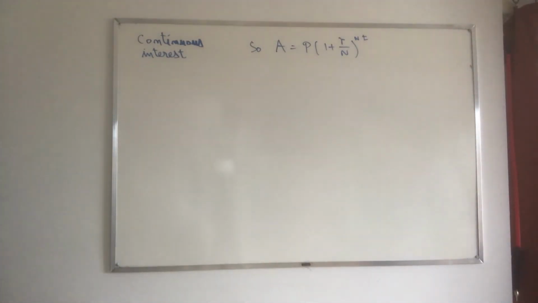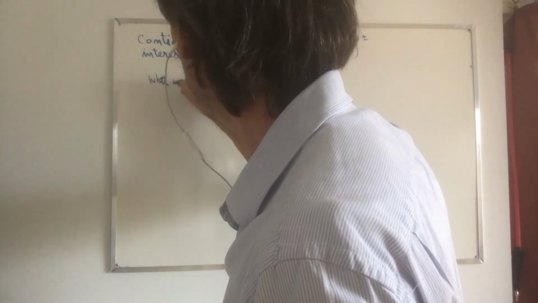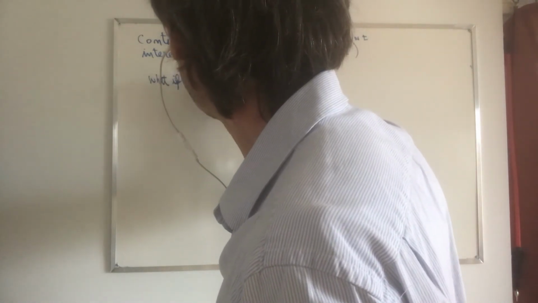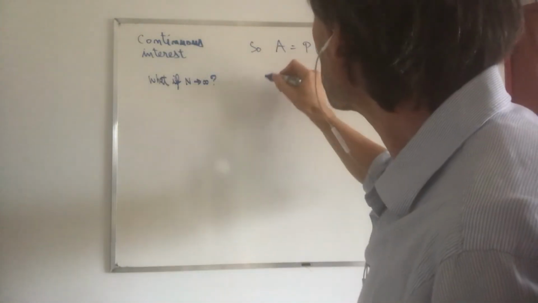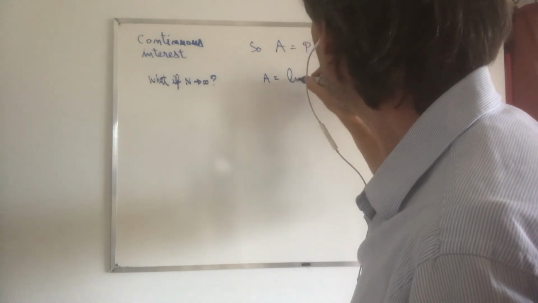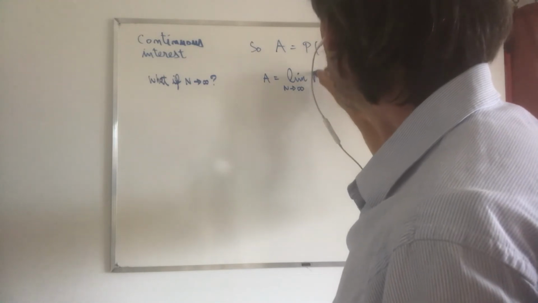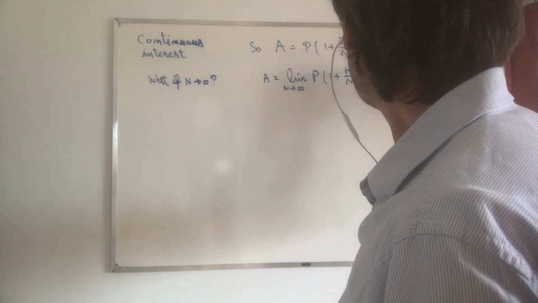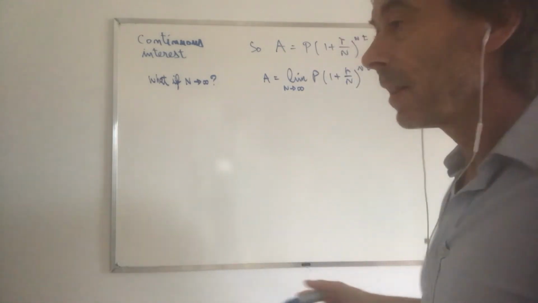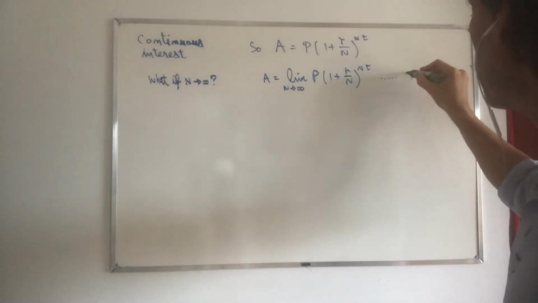But that's exactly what we are going to do. What if n goes to infinity? So A, my amount, would be the limit as n goes to infinity of this (1 + r/n) to the power of nt. Let us call this equation 1, and we'll come back to it in 5 minutes.